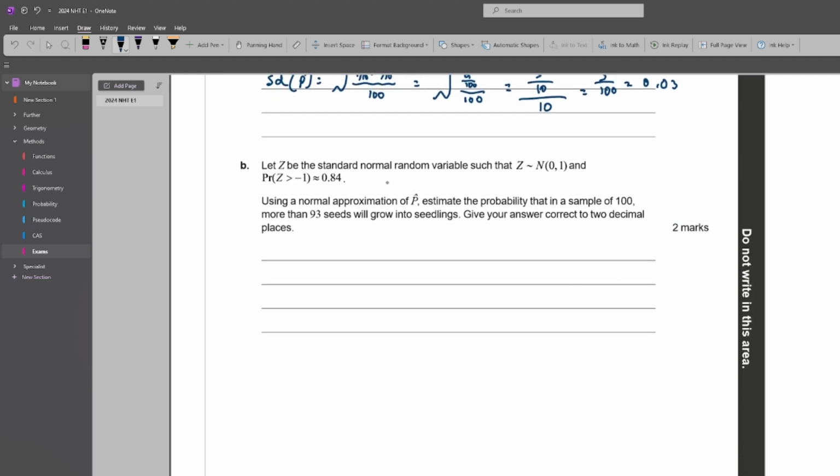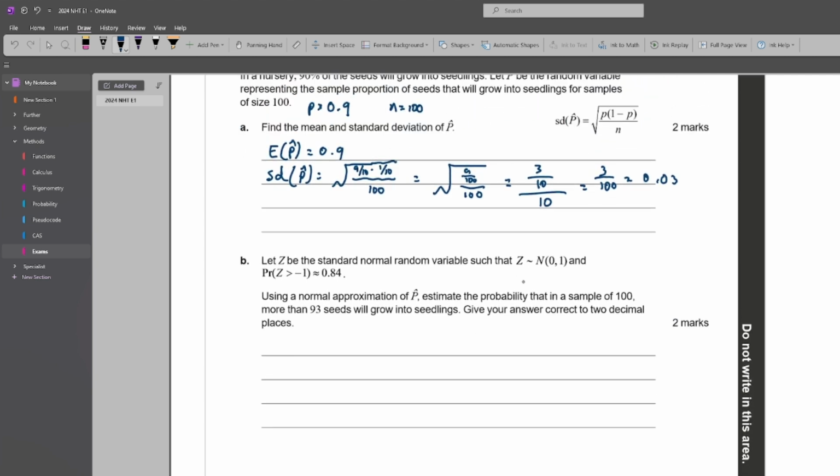Let Z be the standard normal random variable such that Z is the standard normal variable, N(0, 1). And the probability Z is greater than -1 is approximately 0.84. Using a normal approximation of p hat, estimate the probability that in a sample of 100, more than 93 seeds will grow into seedlings. Give your answer correct to 2 decimal places.